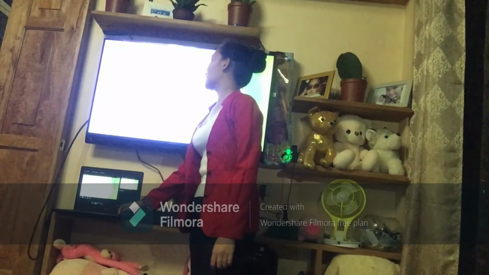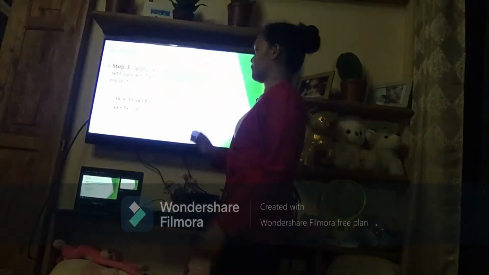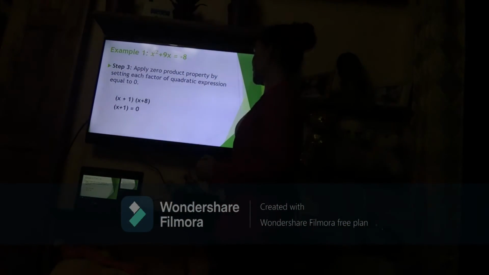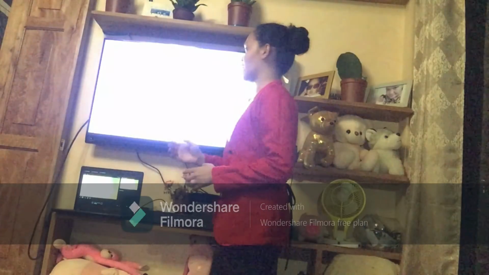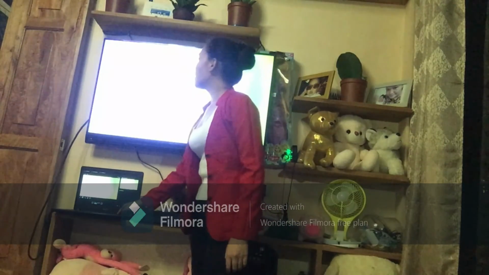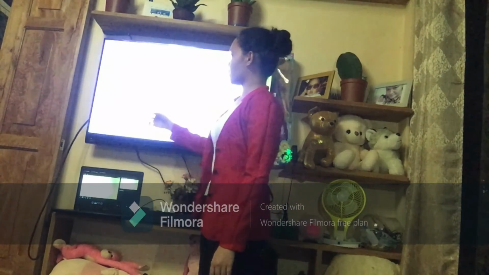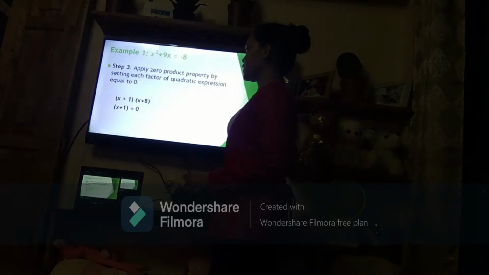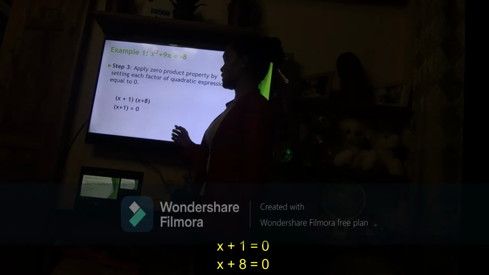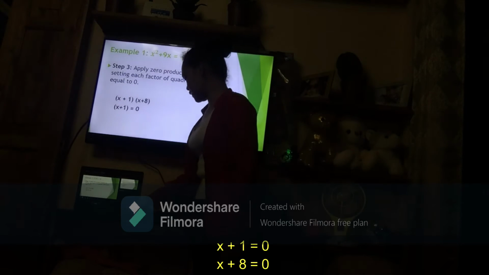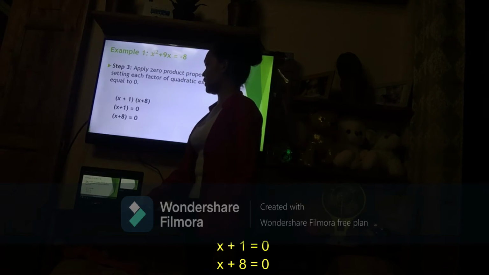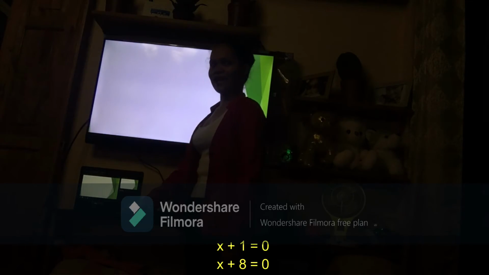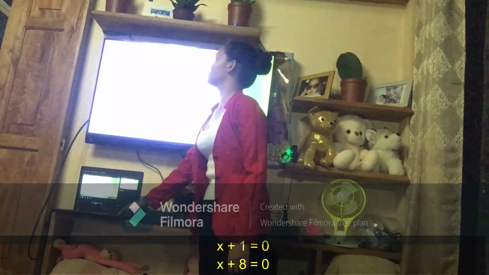Okay, step 3. Apply zero product property by setting each factor of the quadratic expression equal to 0. So we have the factors, the quantity of x plus 1 times the quantity of x plus 8. So x plus 1 is equal to 0 and x plus 8 is equal to 0.